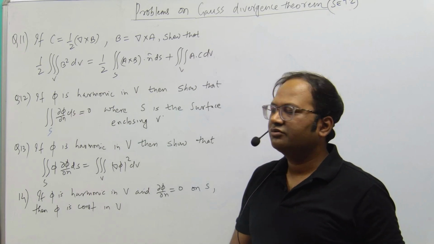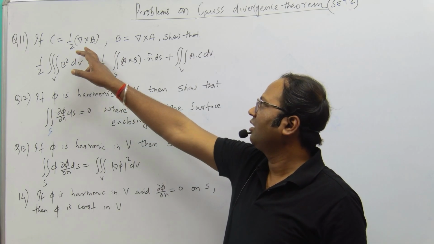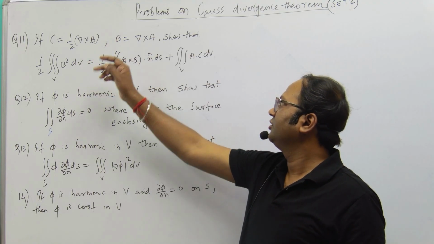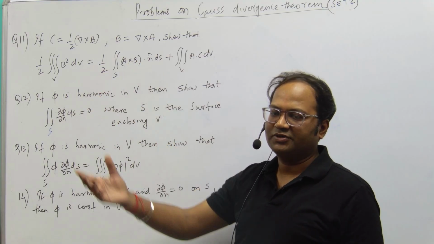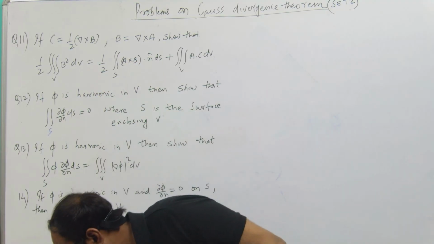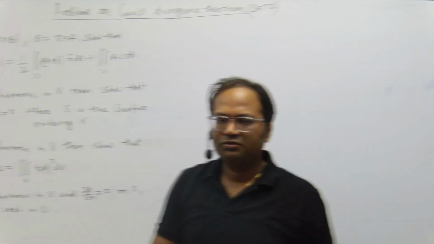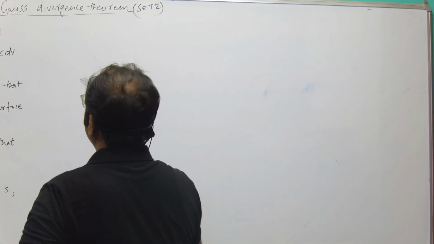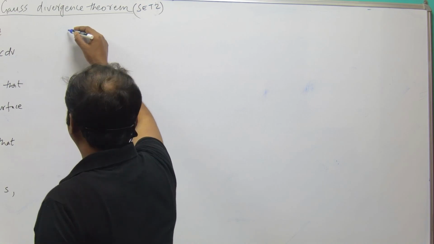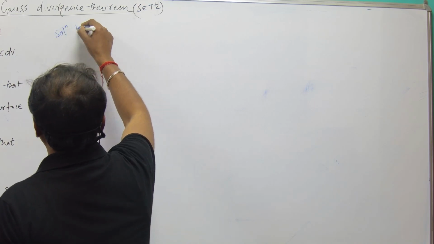So what is given in question number 11? If C is equal to half of curl of B and B is equal to curl of A, then we have to show this particular expression. Okay, so let's start solving this. This is the solution of question number 11.